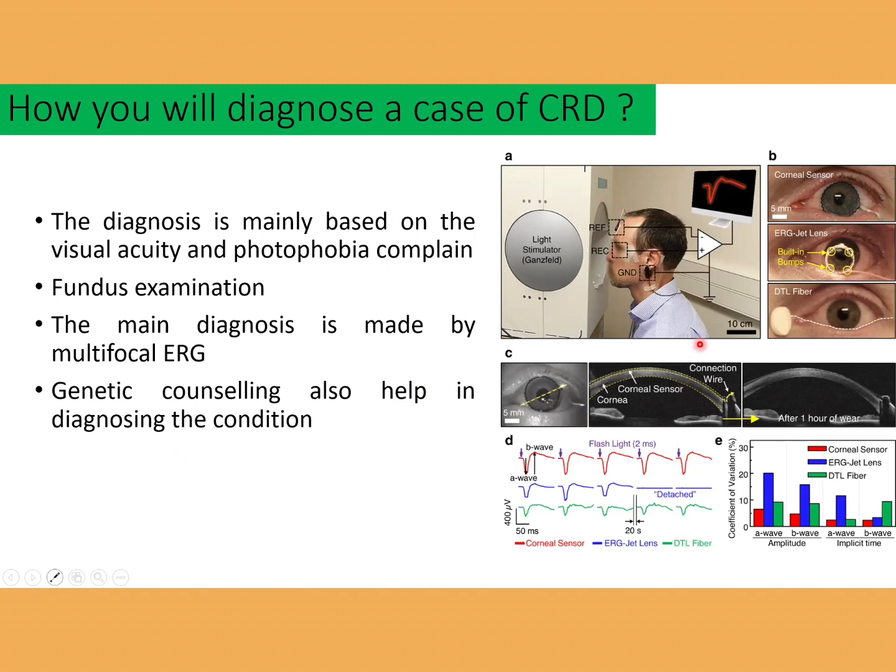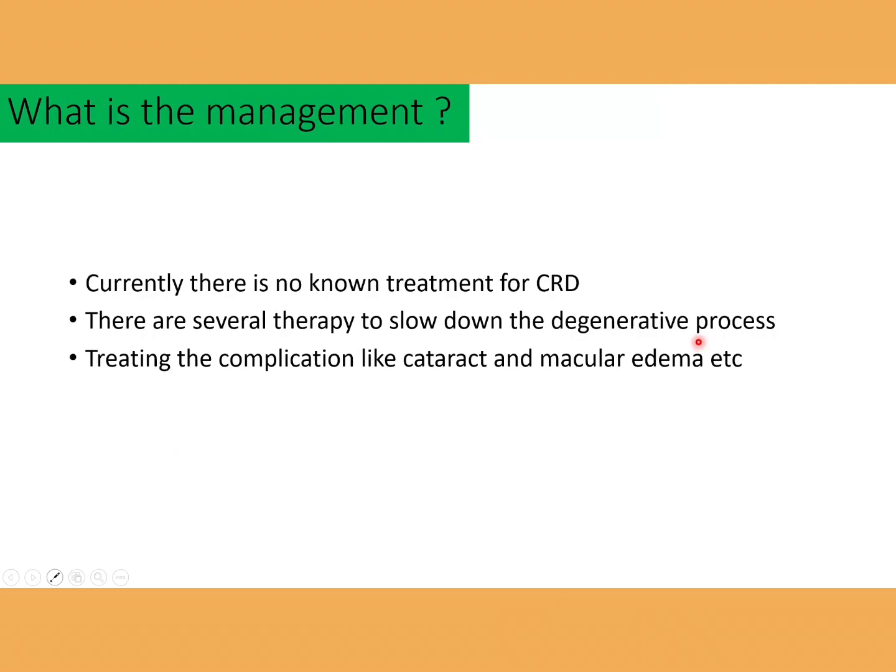Now, in some RP cases also, it is seen that there is a defect in the macula as well as the periphery of the retina. That leads to confusion in diagnosing whether it is CRD or RP. In this condition, ERG plays a very vital role in diagnosing. So how to manage? Currently, there is no known treatment for CRD as well as RP. There are several therapies to slow down the degenerative process, and treating the complications of the condition like cataract or macular edema. So treatment is similar to the treatment of RP.